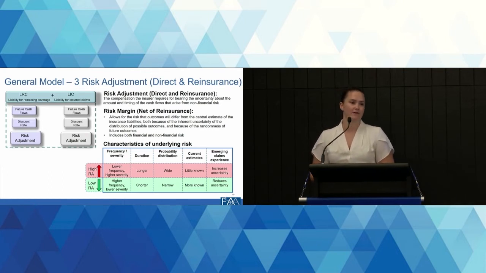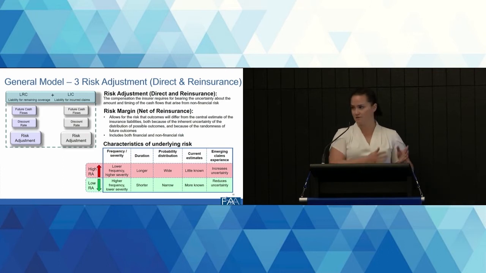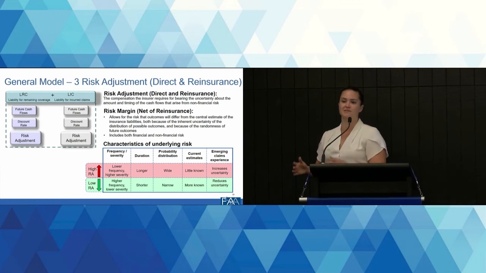So in the current environment, we net off all of the reinsurance before applying a risk margin in general insurance. Going forward, you have to keep your two cash flows separate. So the underlying gross contract, you need to do all of these calculations for, and then the reinsurance cash flows as well, you need to do these calculations for.